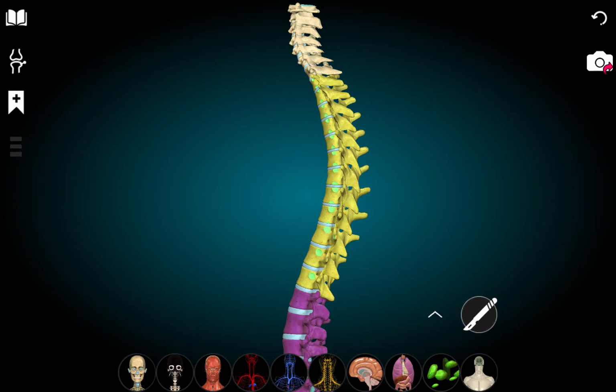T1 has a full facet for the first rib and a demi facet for the second rib. Rest of T10 to T12 have only one facet on each side for rib articulation, and T11 and T12 do not have transverse costal facets, which is to remember.